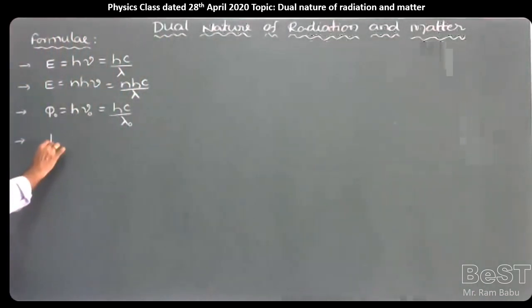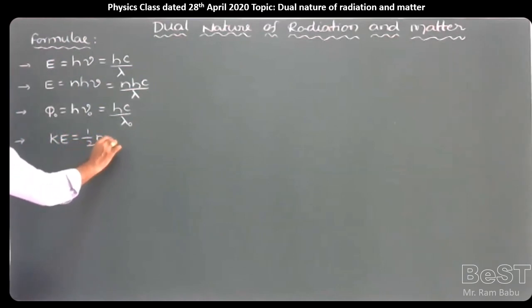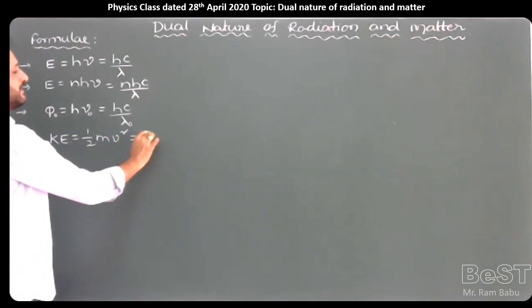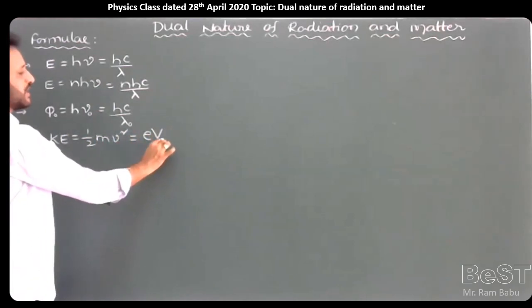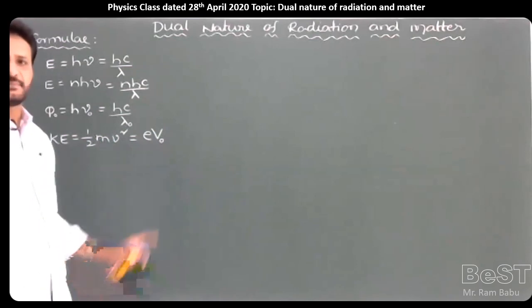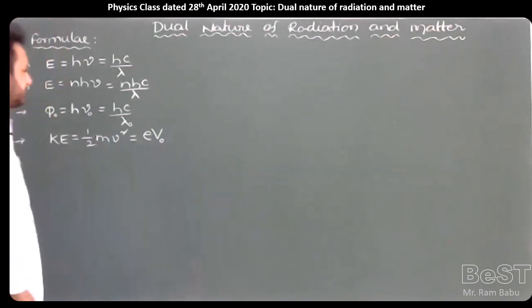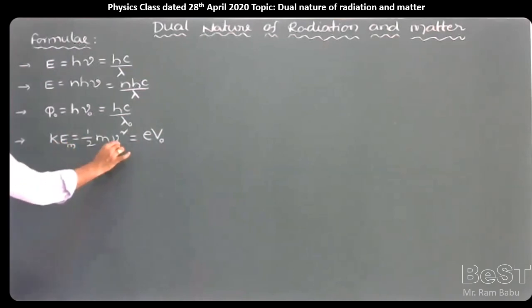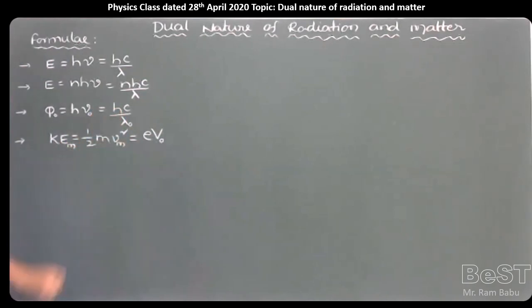Similarly, the kinetic energy of the photoelectrons, K is equal to half m v square, which is equal to e V naught, the charge of the electron into the stopping potential or retarding potential V naught. This is the maximum kinetic energy K of the photoelectrons. Here also, v is the maximum speed of the photoelectron.